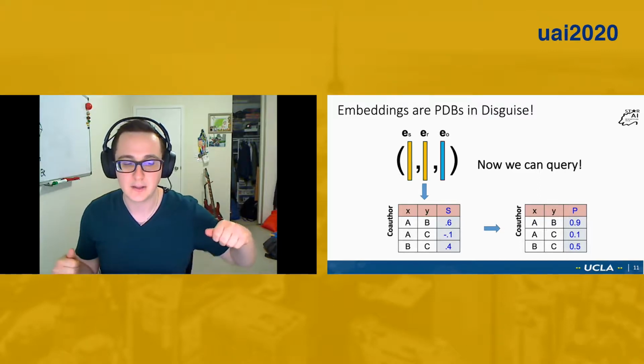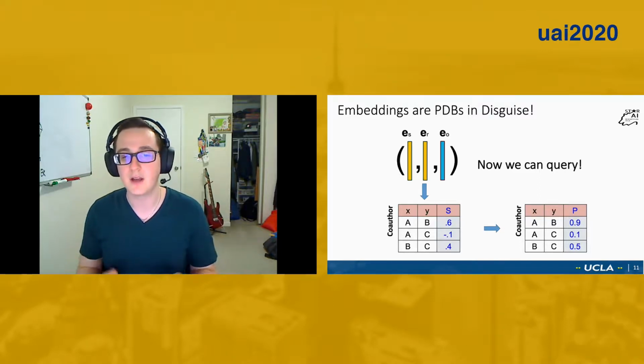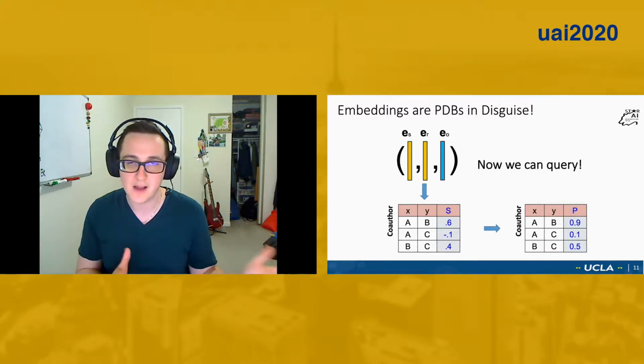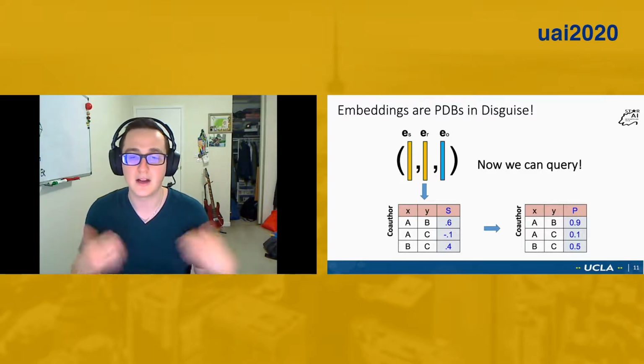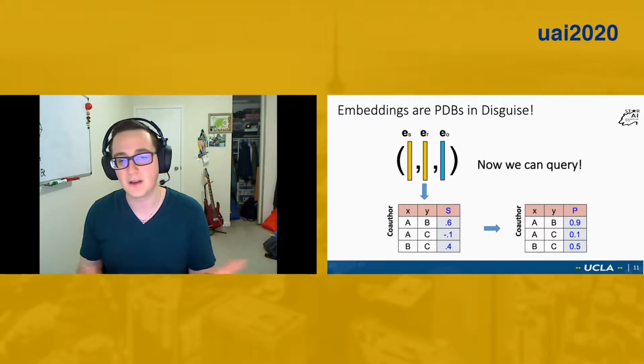So we can take the entities and relations in our knowledge graph, and anytime we want to fill in a row with a probability, we can use that function f with the embeddings of the row and actually compute that. And depending on exactly which embedding, you may have to convert it to a probability, but you can get a prediction.